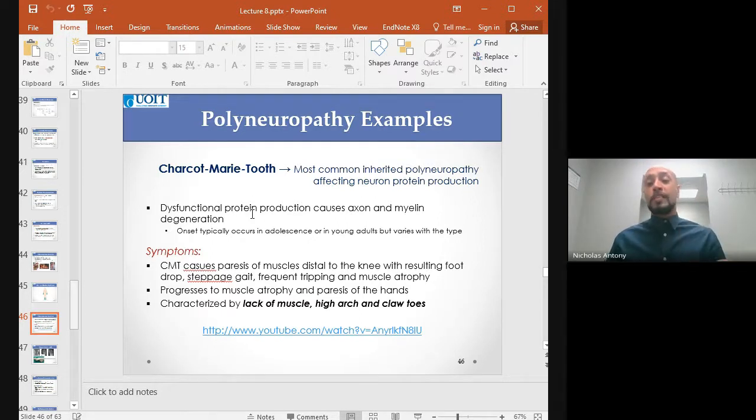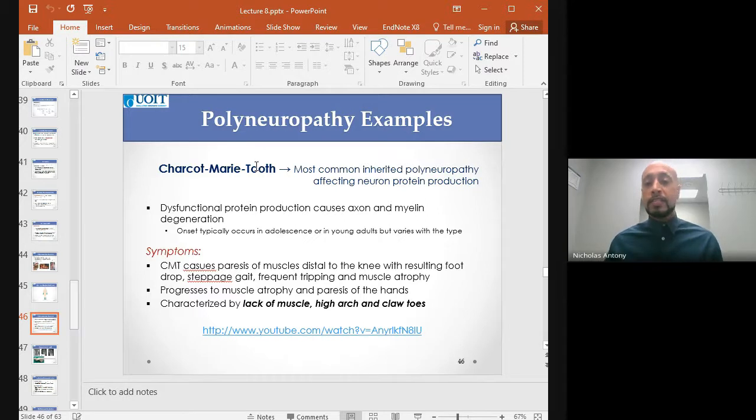Here we have another example of a polyneuropathy, because we've talked about diabetes: Charcot-Marie-Tooth. Has anyone ever heard of CMT? I think I have three patients right now. Not that I'm healing their CMT, but I'm dealing with the side issues. It's one of the most common inherited polyneuropathies.